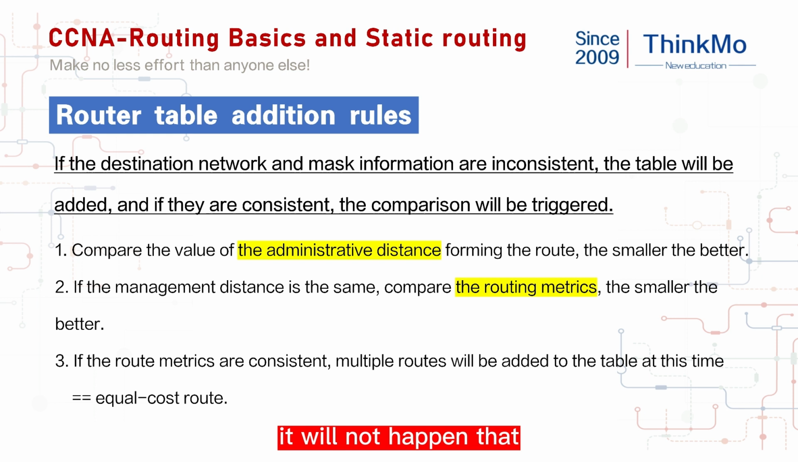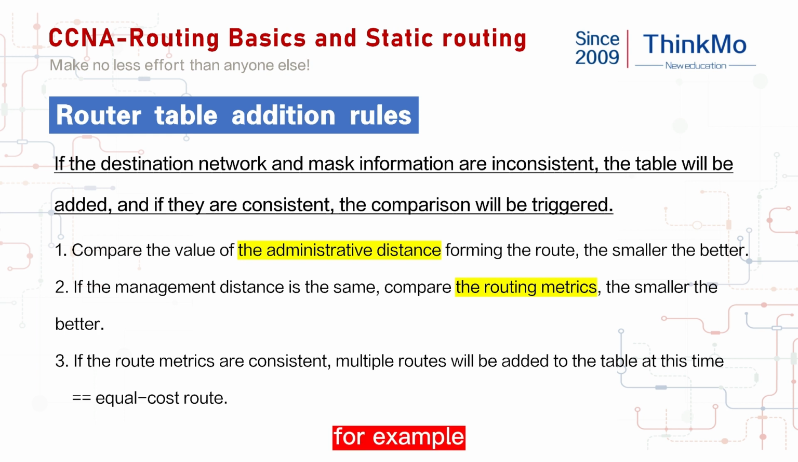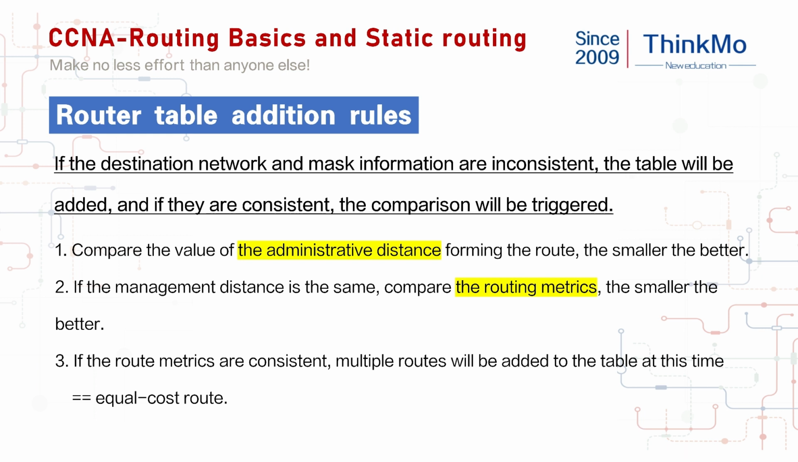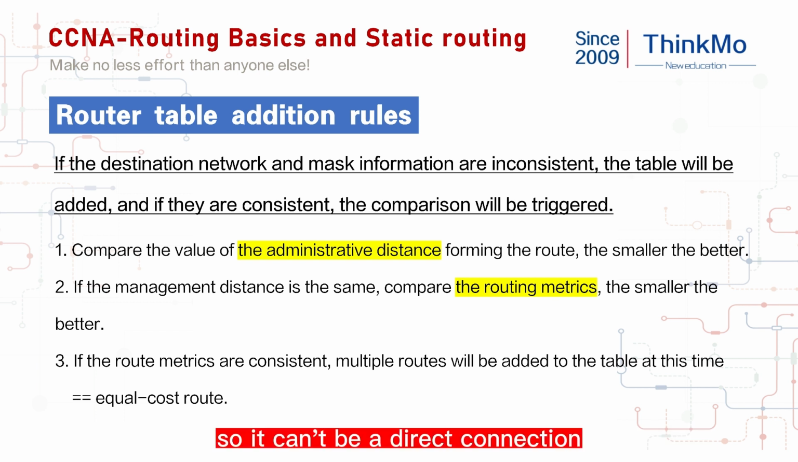It will not happen that the direct connection is on the left and also on the right. For example, there is now a direct connection to 1.1.1.2 with a 30-bit mask. Assume that this router interface can only be configured with two addresses, either .1 or .2. This means that an address is occupied here. Then the address on the right cannot be in the same network segment as it, so it can't be a direct connection.